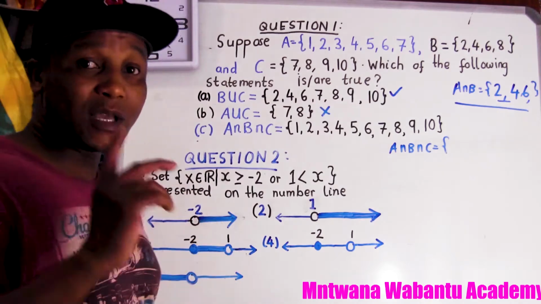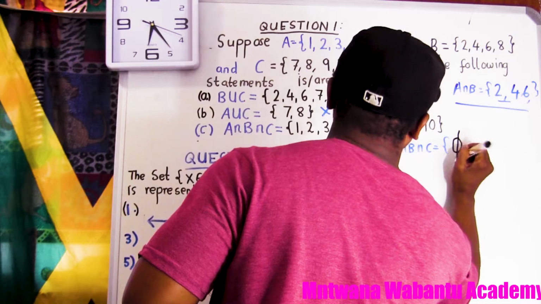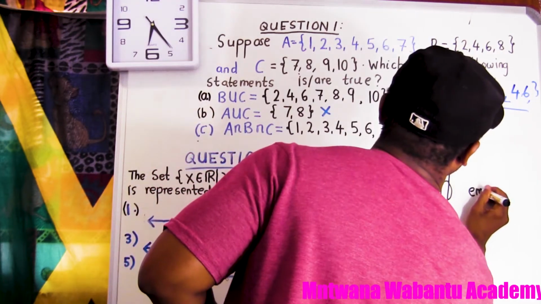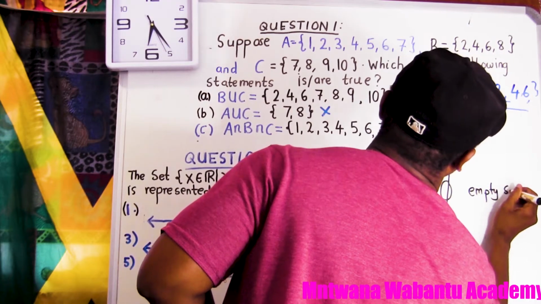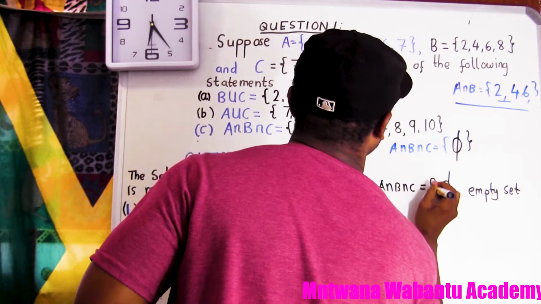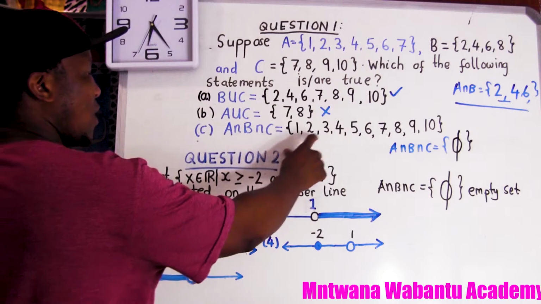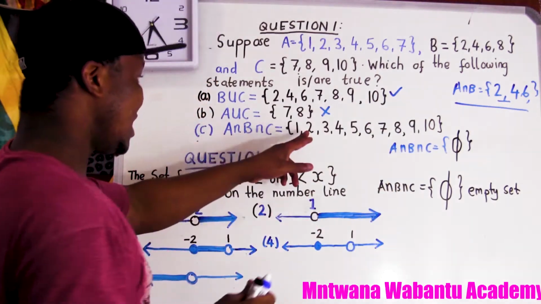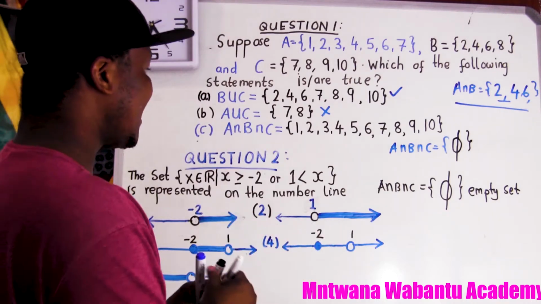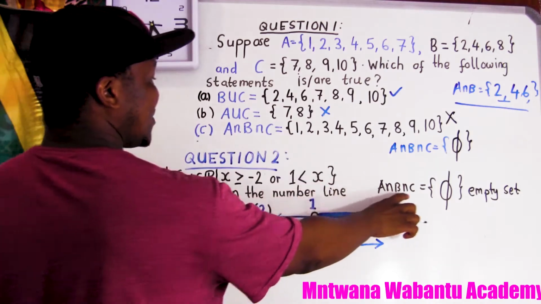So for that case, in exams, this is what you do. You say it's the empty set. You write it like this and then you cancel it. This is the empty set. So A intersection B intersection C is the empty set. So this is not true, because it says 1, 2, 3, 4, 5, 6, 7. This was the row here, and this is a union. So this is not a true answer, because A intersection B intersection C is the empty set.